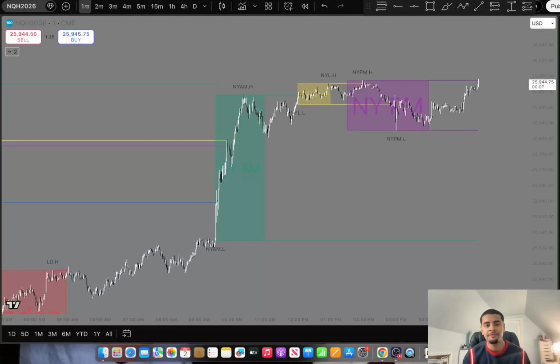Hey guys, today I'm going to make a video on one of the many confluences I use in my trading, and this is an SMT. This stands for a smart money technique. What does it exactly mean?